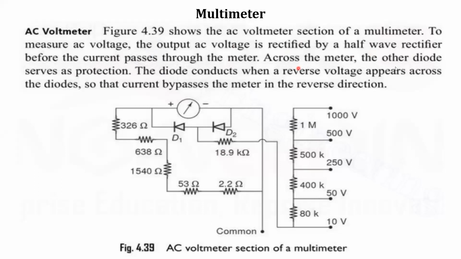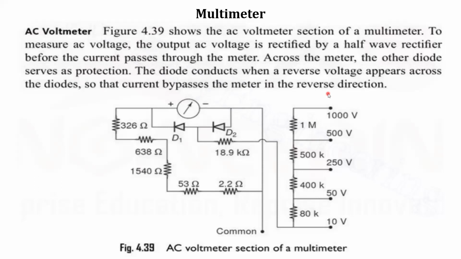Across the meter, the diode serves as the protection. One diode is used for protection, and another diode is used for conduction. The diode conducts when reverse voltage appears across the diode. So the current bypasses the meter in the reverse direction.